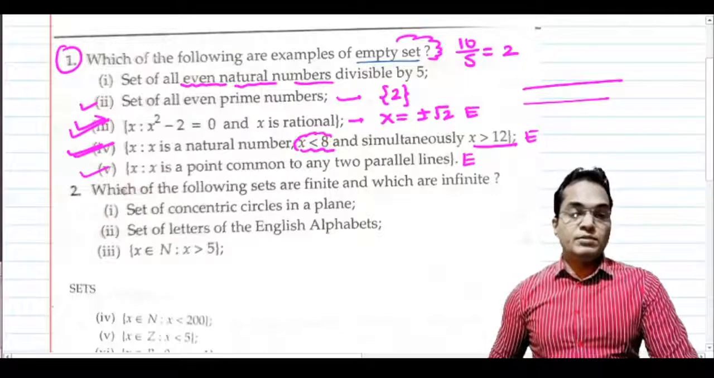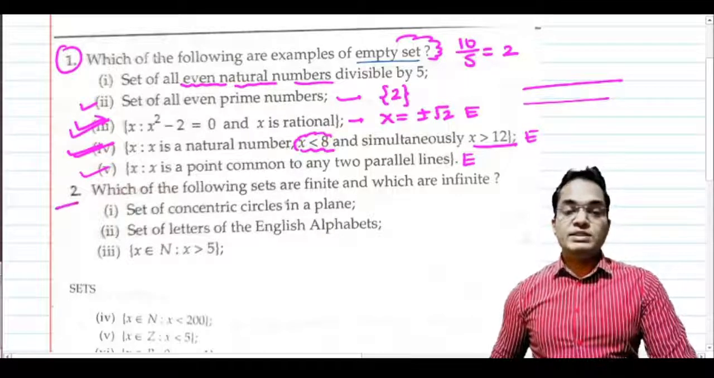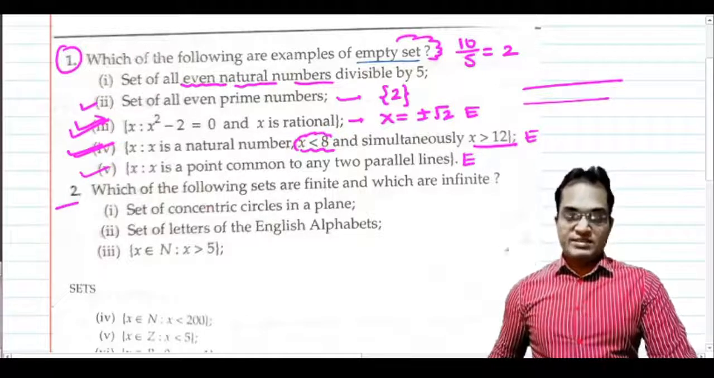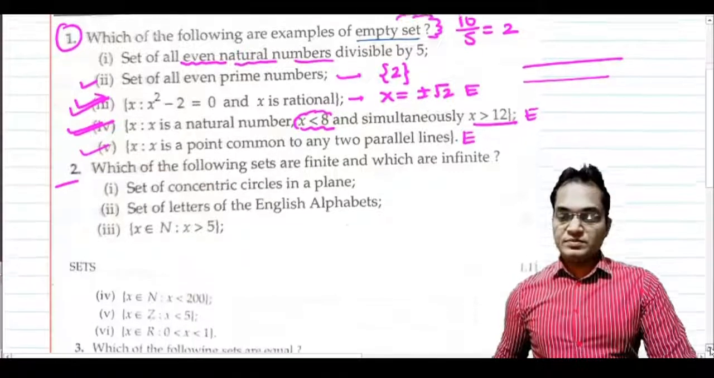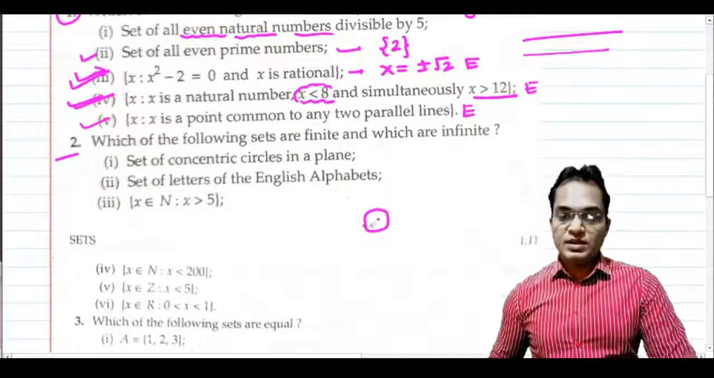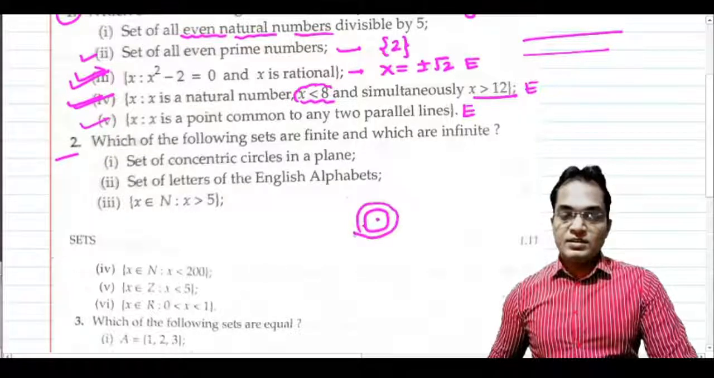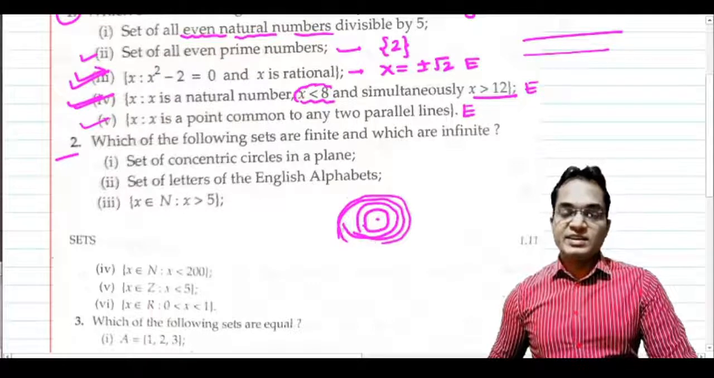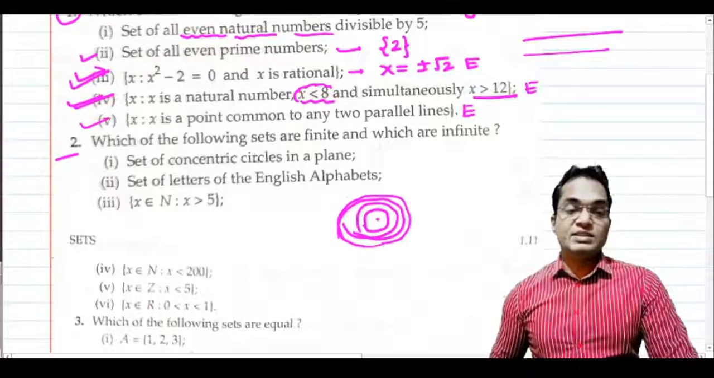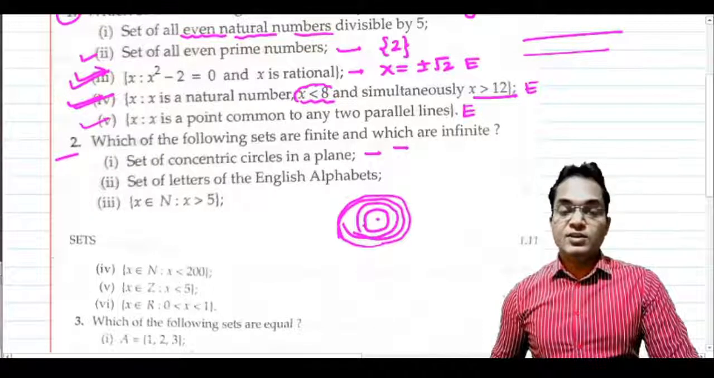Okay, now question number 2. Which of the following sets are finite and which are infinite? Okay, the set of concentric circles. Yes, the set of concentric circles means a circle, then a circle, then a circle. Okay, draw properly, then a circle. It is an infinite set, the set of concentric circles is an infinite set.